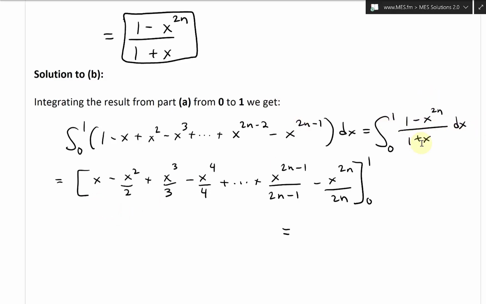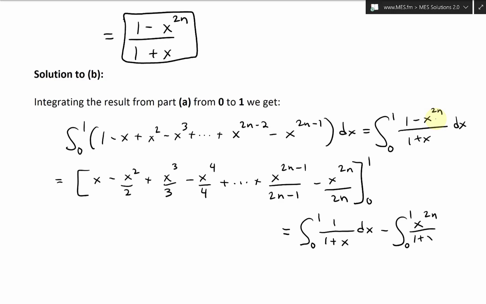We can just divide this 1 plus x into 1 and into negative x to the 2n. So we get from 0 to 1, 1 over 1 plus x. So we get two integrals, 1 over 1 plus x dx plus, or actually minus, because of the minus sign, an integral from 0 to 1 of x to the 2n over 1 plus x, and then dx. So that's what we have.